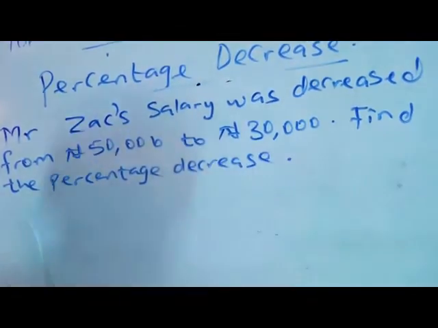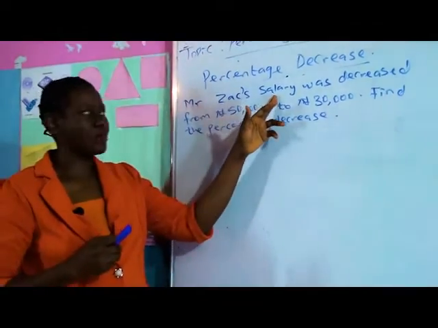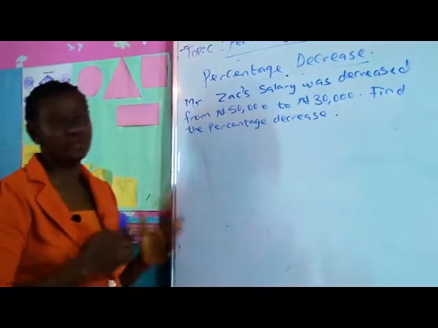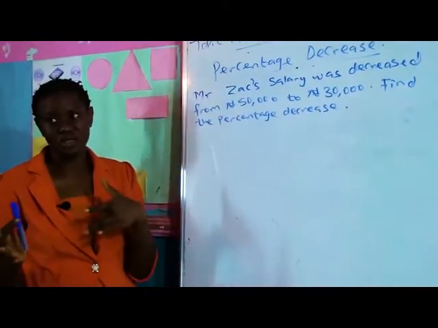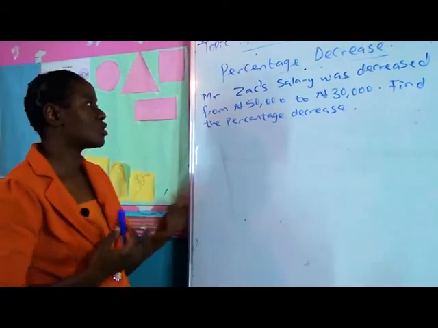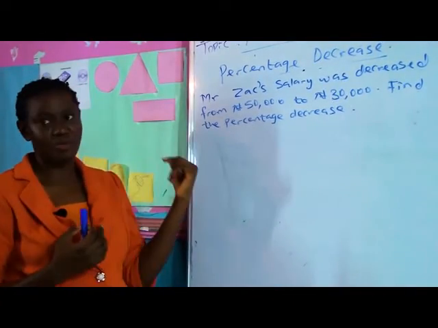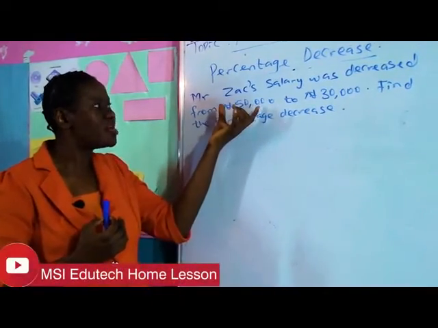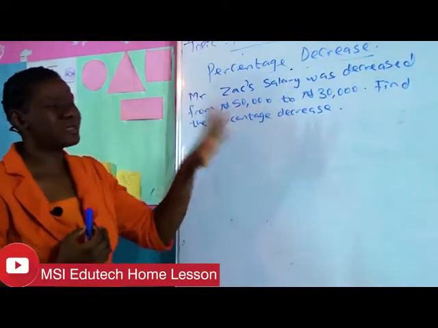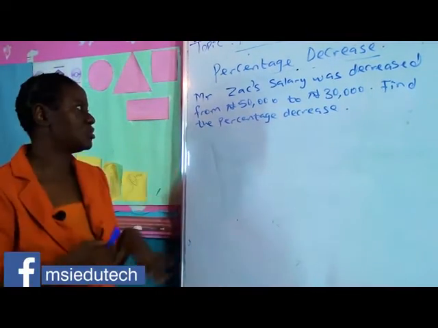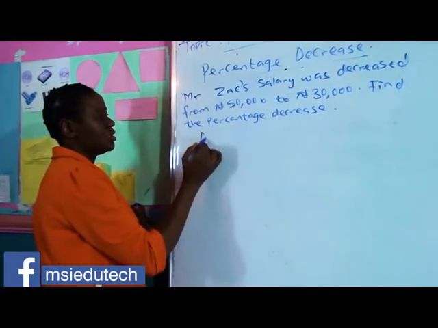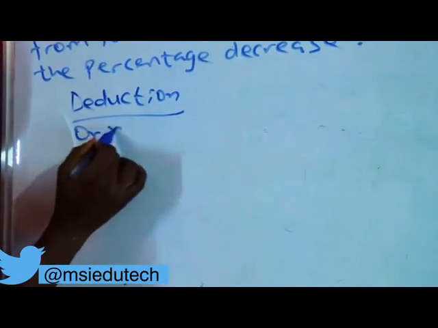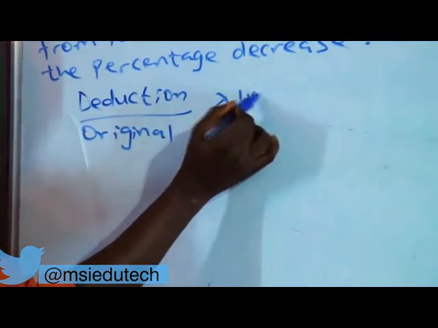Let's take one more example on this. Mr. Zach's salary was decreased from 50,000 naira to 30,000 naira. Find the percentage decrease. In this case, we're not given the percentage decrease, we are finding the percentage decrease. So we need to find the decrease in the salary, divided by the original salary, then times 100 to give us the percentage decrease. So the deduction all over the original times 100.